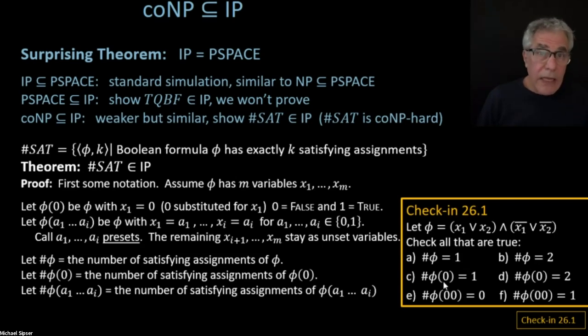Now, if I'm going to already commit to saying the first variable is set to 0, how many satisfying assignments can there be? Well, the second variable just has to be set to 1 in order to satisfy it. So there's only one satisfying assignment consistent with setting the first variable to 0. Now, if I set both variables to 0, how many satisfying assignments can there be consistent with that? There can be 0, because in order to satisfy this formula, one of the variables has to be 0, the other one has to be 1. If I'm presetting them both to 0, there are no satisfying assignments, because 0, 0 does not satisfy the formula.